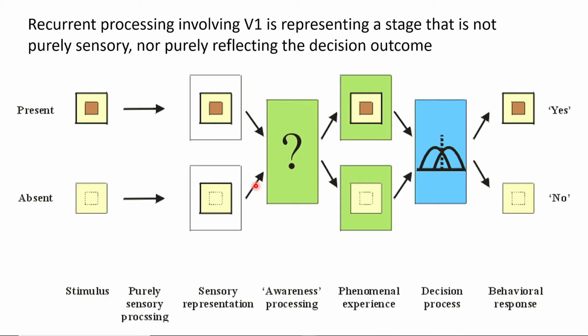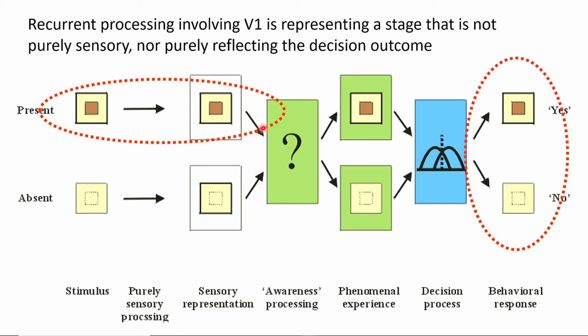So what this tells us is that these recurrent signals in V1 are, as I said, representing a state that's not purely sensory and also not representing the decision outcome, but it's really something about what we'd call phenomenal experience. So it's what the monkey is seeing, and then based on what he's seeing, he goes into the decision process, but that's later on. And it's also not just the mandatory sensory processing, and also not this, but it's this.